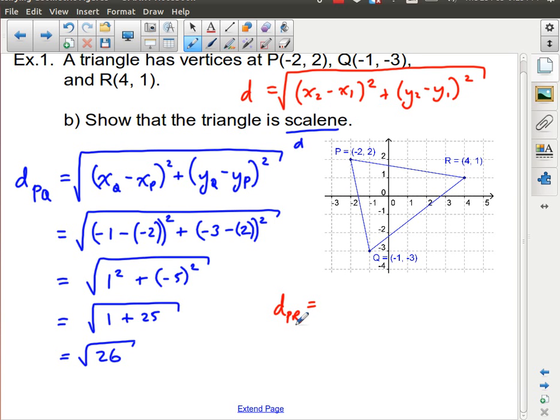It's the x-coordinate of the second one, that's R. The x-coordinate of the second one is 4, minus the x-coordinate of the first one, which is -2, that's P, and that whole thing squared, plus the y-coordinate of the second one, that's the y-coordinate of R, is 1, minus the y-coordinate of P, which is 2, and that whole thing squared.